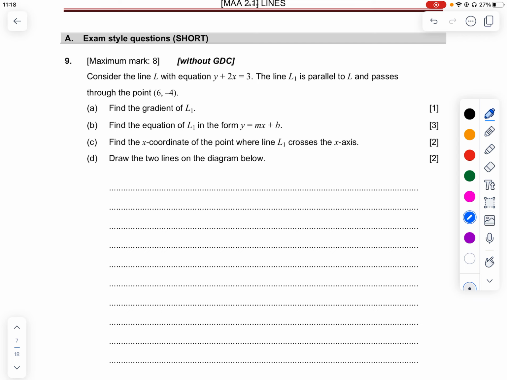Question number 9. Consider the line. The line L1 is parallel to L and passing through the point (6, minus 4). So what is the gradient? First of all, the line L can be written as y equals negative 2x plus 3. So its gradient is nothing but what? Negative 2. So the gradient of line L1 also will be negative 2 because it is parallel. If both lines are parallel, the gradients will be the same.